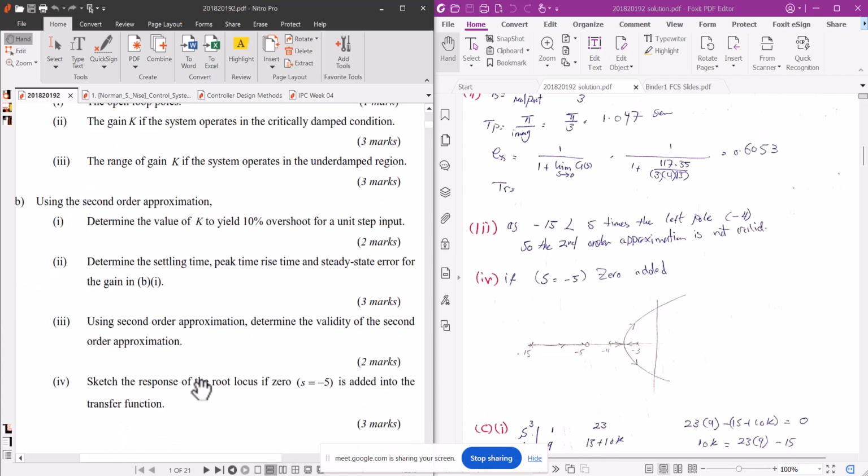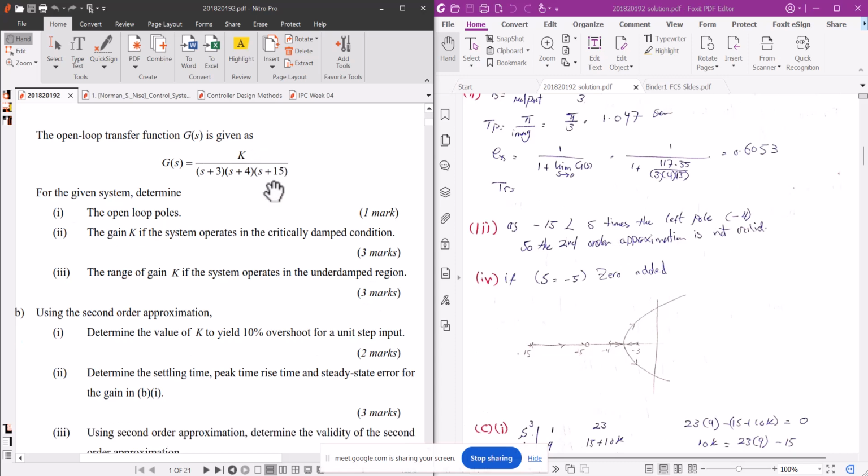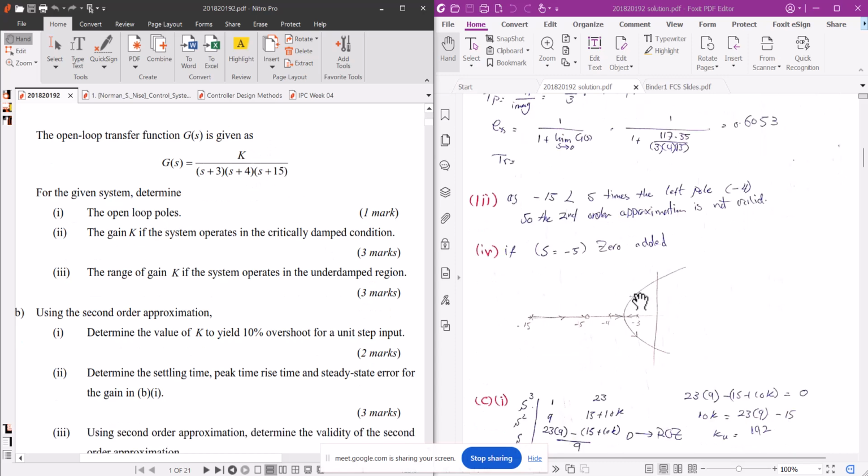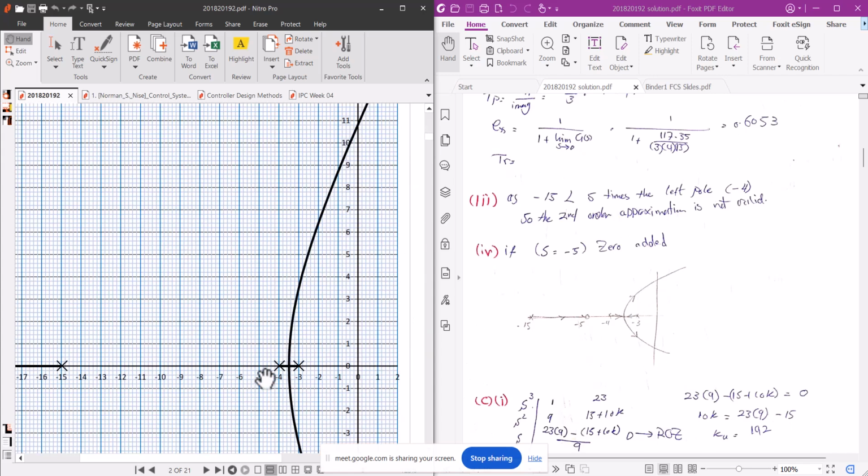Okay, next one is sketch the response of the root locus if a zero at s is equal to -5 is added. So this is s plus 5 equal to 0. A zero is added into the transfer function. So if you add s plus 5 here, a zero at -5, what will happen? Here you can see that this is the original root locus. Now you are adding a zero here.